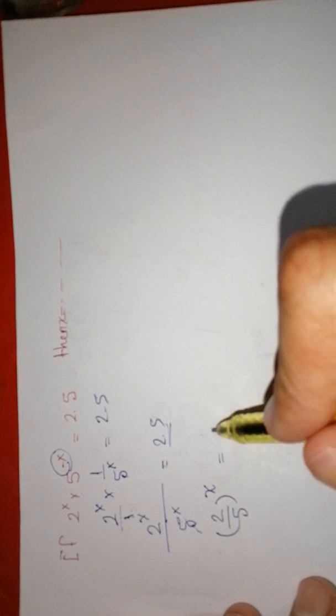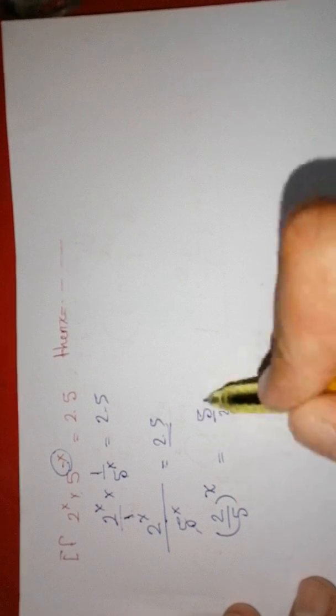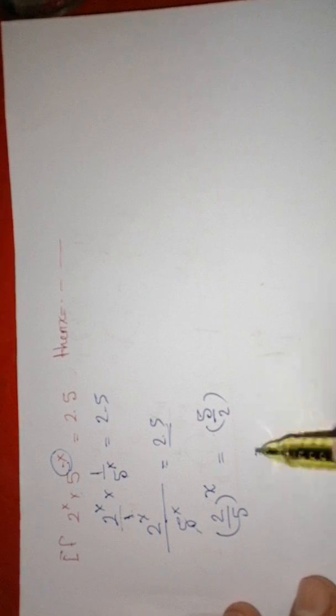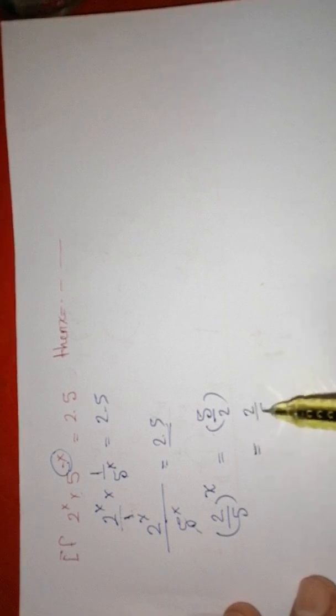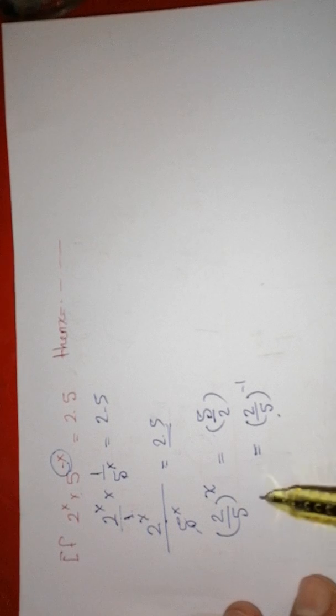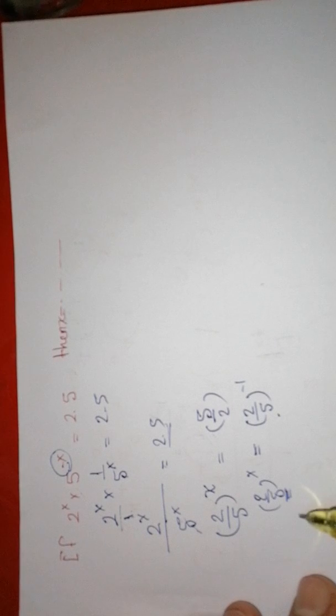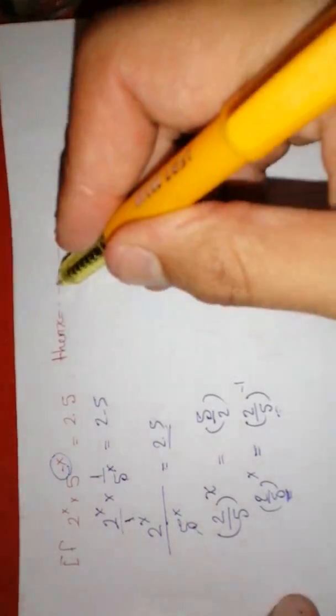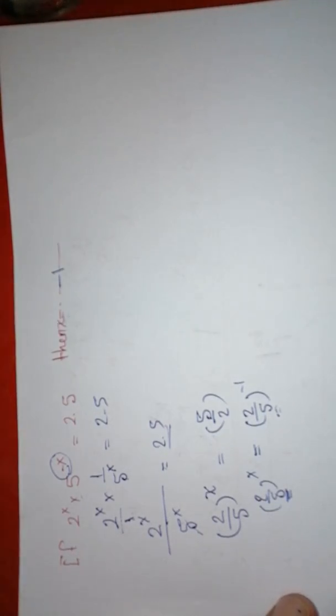Can we write 2.5 as 5 over 2? Yes, we can write it as 5 over 2. But also we can write it as 2 over 5 raised to the power negative 1. So we have 2 over 5 all raised to the power x. So the base on the left hand side equals the base on the right hand side. So the power on the left hand side must be equal to the power on the right hand side. So x equals negative 1. That's all of this question.